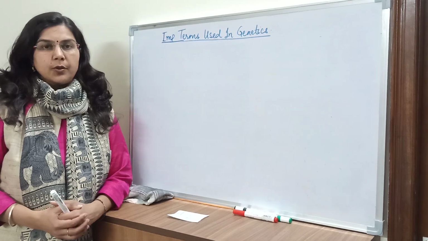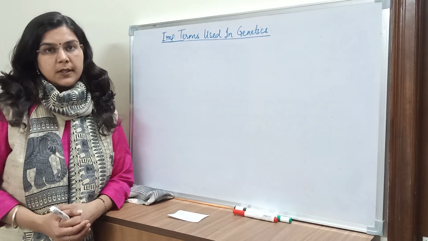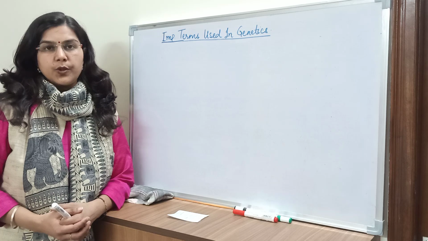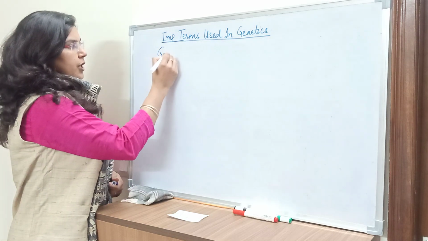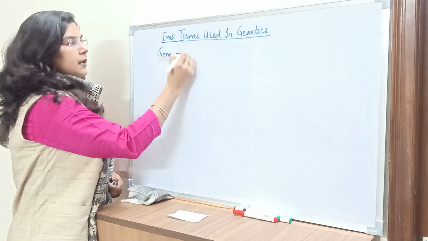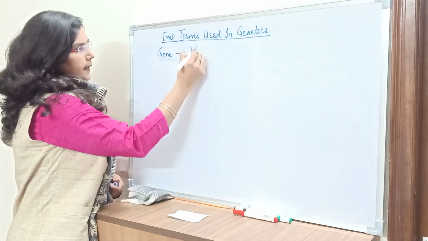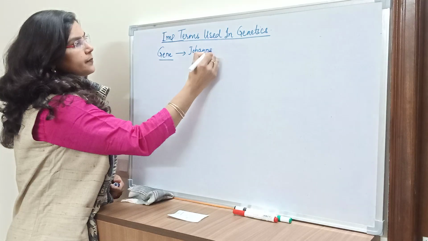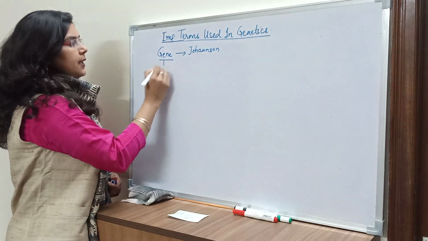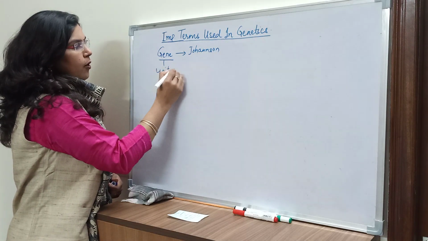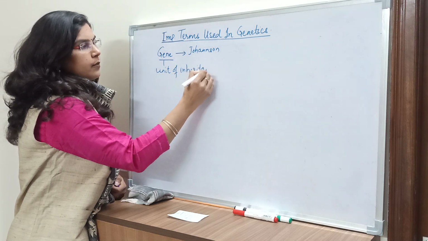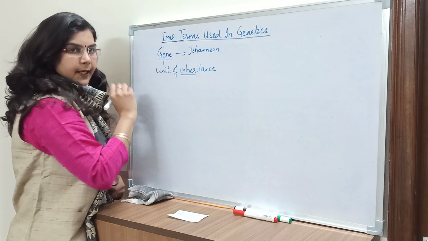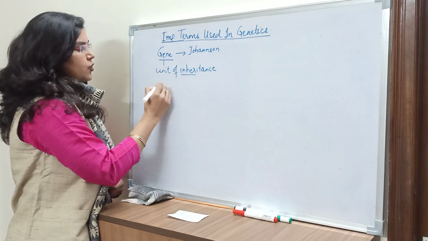In today's lecture, we will discuss some important terms that are usually used in genetics. So the first term is gene. ये टर्म कॉइन की थी जोहानसन ने. एंड जीन क्या है? It is the unit of inheritance. ठीक है, कहाँ पे प्रेजेंट होती हैं जीन्स?